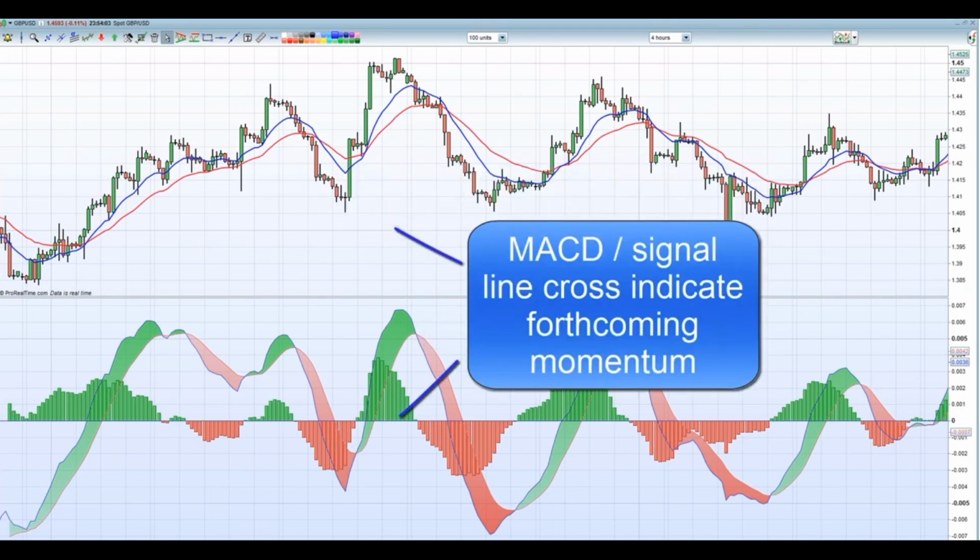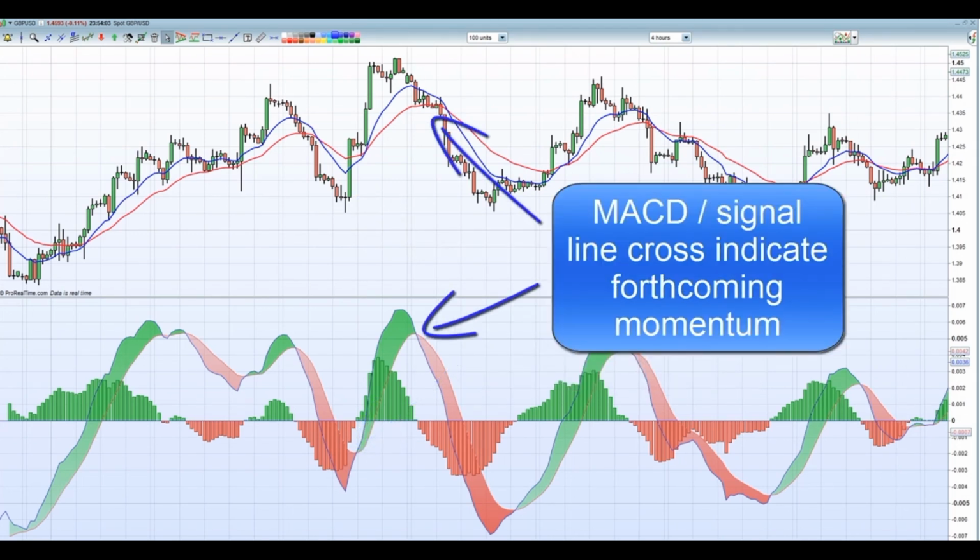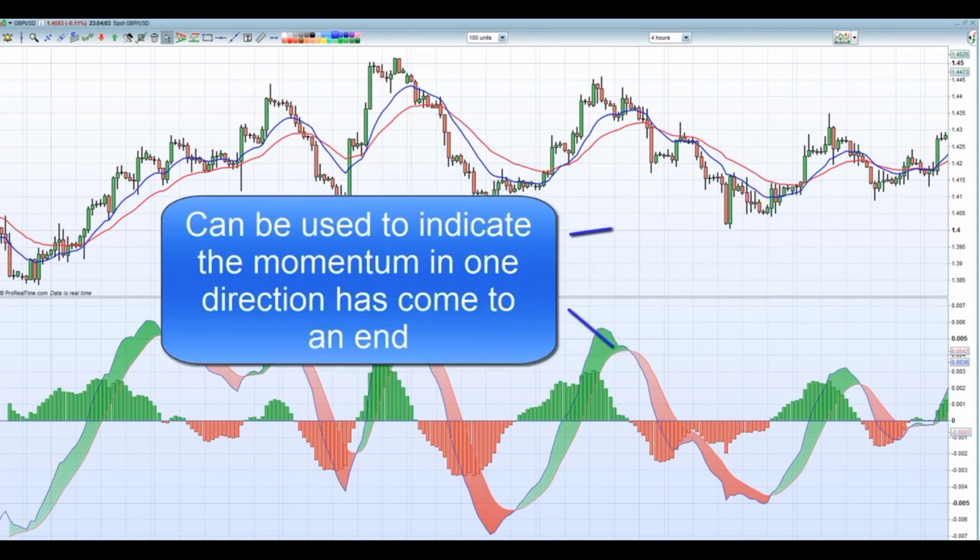Traders use MACD and signal line crosses, such as these, to indicate momentum trades. You can see how these crosses often match up with market moves. Traders also use the MACD crosses to indicate when momentum is coming out of the market, and may use it as a signal to exit a trade.